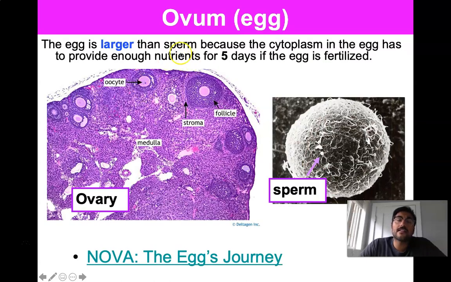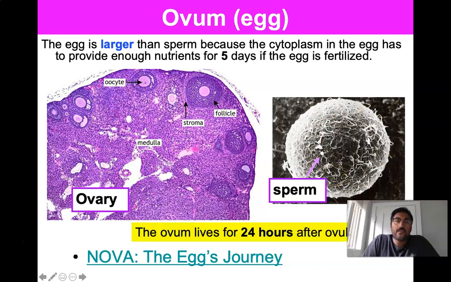So the egg is significantly larger than the sperm cell because the cytoplasm in the egg has to provide enough nutrients for 5 days of sustainable nutrient administration if the egg is fertilized. So the sperm is quite small in comparison to the egg as a whole.